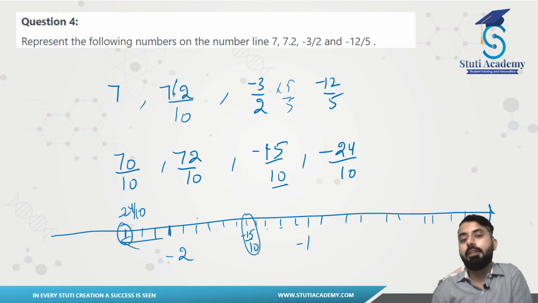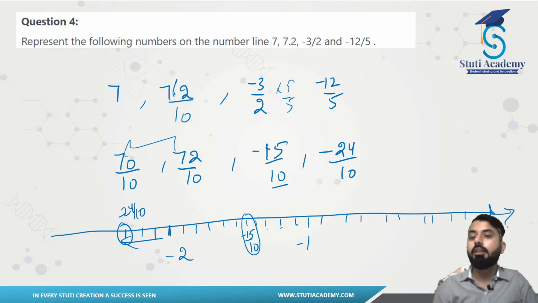Then you have to look for these. That will be quite lengthy here. These two are negative, so it will be here. These two are positive. They will be lying on the right hand side. So I hope you guys will be able to plot them, right? Easy. Or you can draw separate number lines and you can easily represent them on number line. That will be the case here.